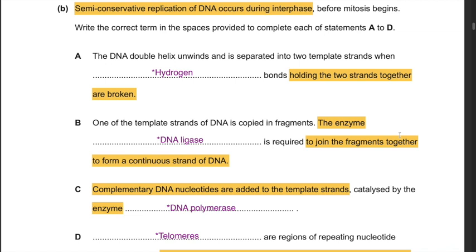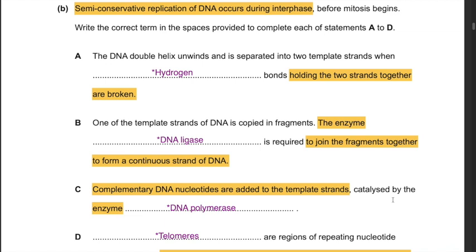Remember that carefully. So what is between those 2 strands? It is hydrogen bonds. Let's look at statement B. One of the template strands of DNA is copied in fragments. The enzyme blank is required to join the fragments together to form a continuous strand of DNA. Over here, the enzyme which is required to join the fragments together is DNA ligase. If there are fragments and those fragments need to be joined together to form a continuous strand of DNA, the enzyme that is involved in this is DNA ligase.